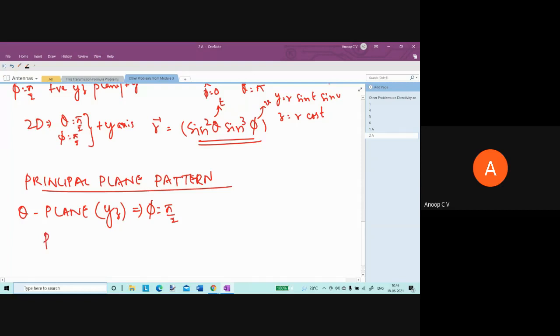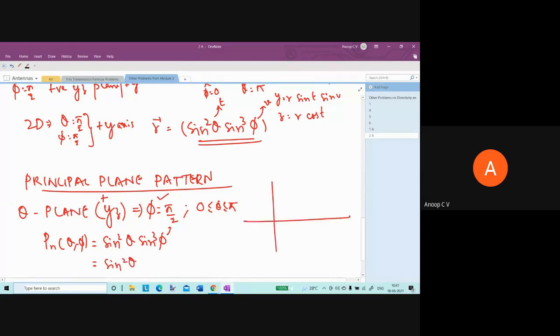So our Pn(theta, phi) in the positive yz plane, that is phi equal to pi by 2, is sine square theta sine cube phi. Theta will vary from 0 to pi, but phi is a constant. So if you substitute phi equal to pi by 2, what you will get is the sine square theta pattern.